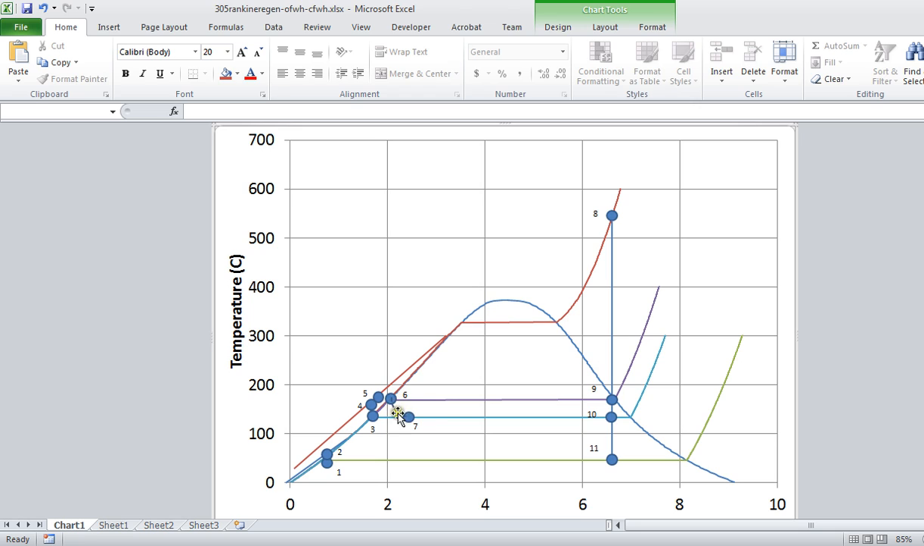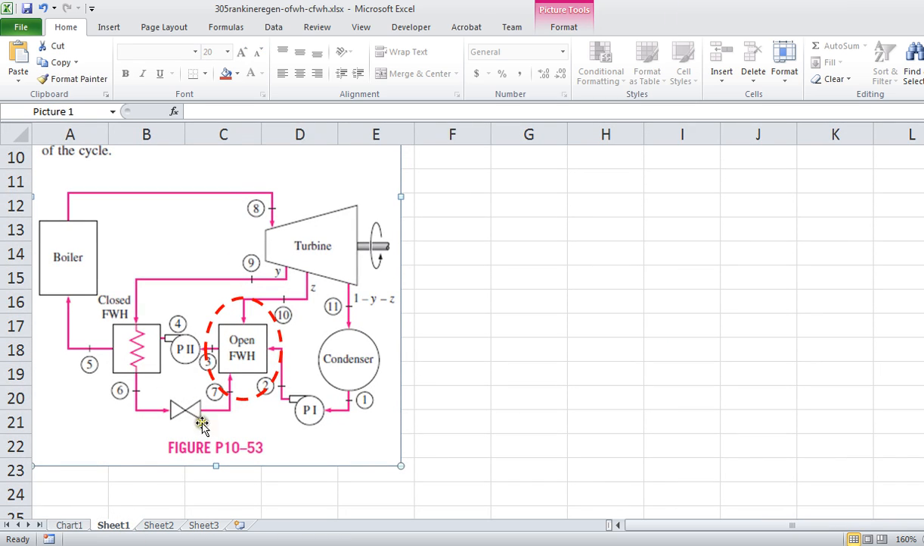State 7, recall, is this throttling process from 6 to 7. That's part of handling that condensate. So 6 to 7 is throttling, so h7 is equal to h6. That's easy. Then the other one we need to know is h10, and of course that's coming from the isentropic expansion through the turbine. So the two properties we know about state 10 are the pressure P10 that's given, but also the entropy s10 is equal to entropy s8 because it's isentropic expansion.